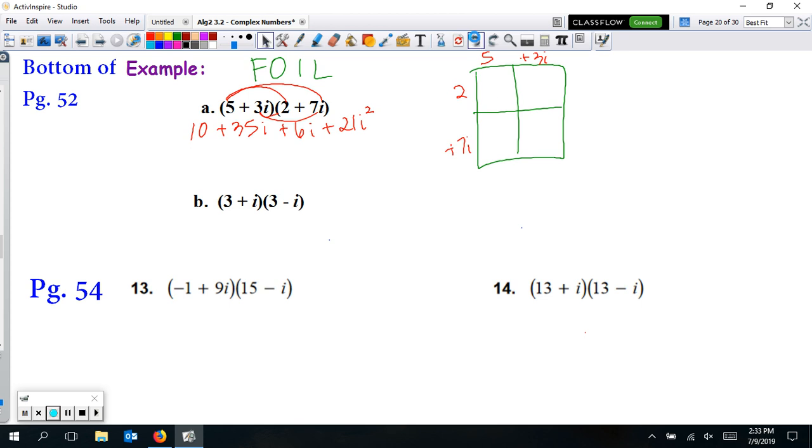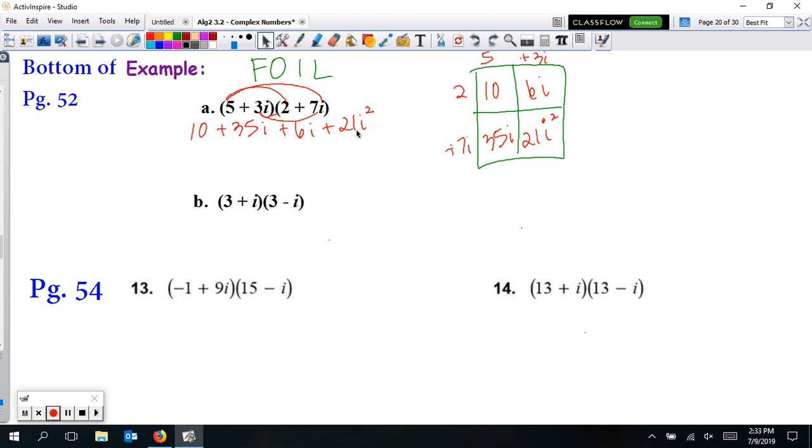5 times 2 there is the 10, 2 times the 3i there is 6i, 5 times the 7i right there is 35i, and then the 3i times 7i in that last one is the 21i squared. So you get the same four terms as we got here with the box technique. It doesn't matter which technique you like better, just continue to do the one that works for you.